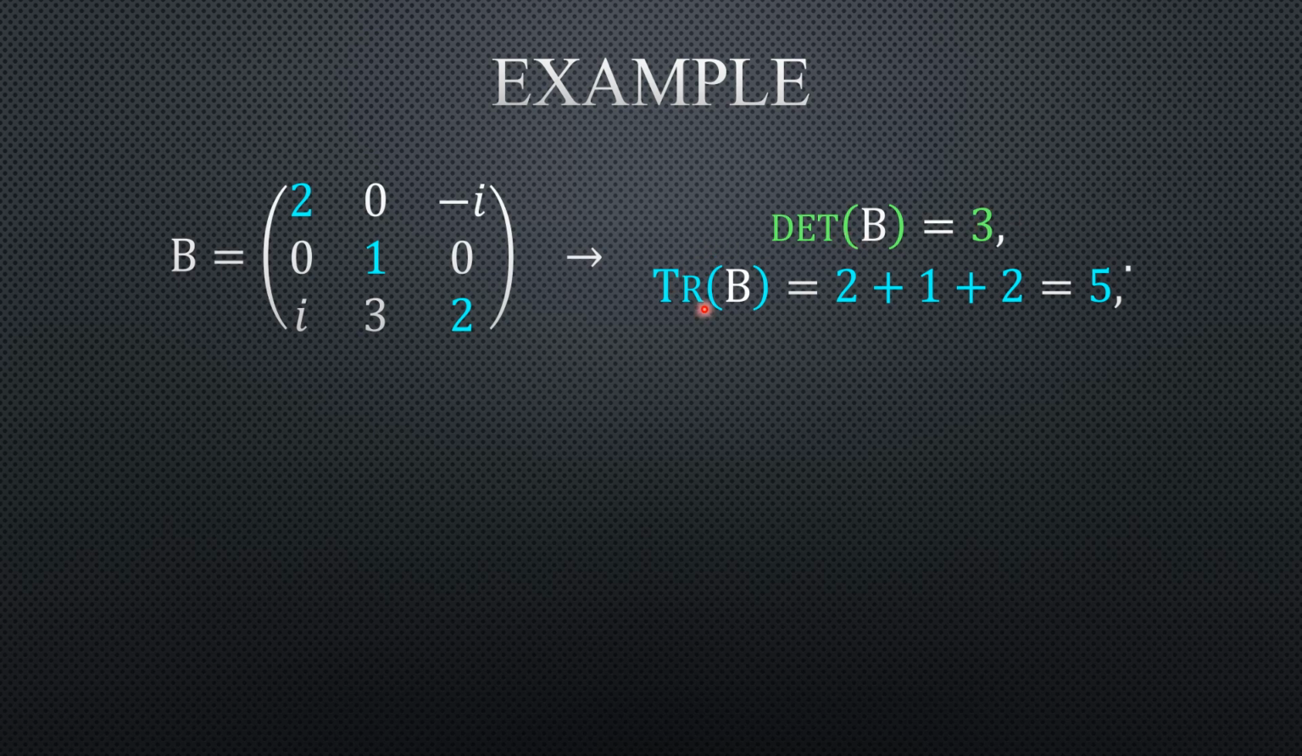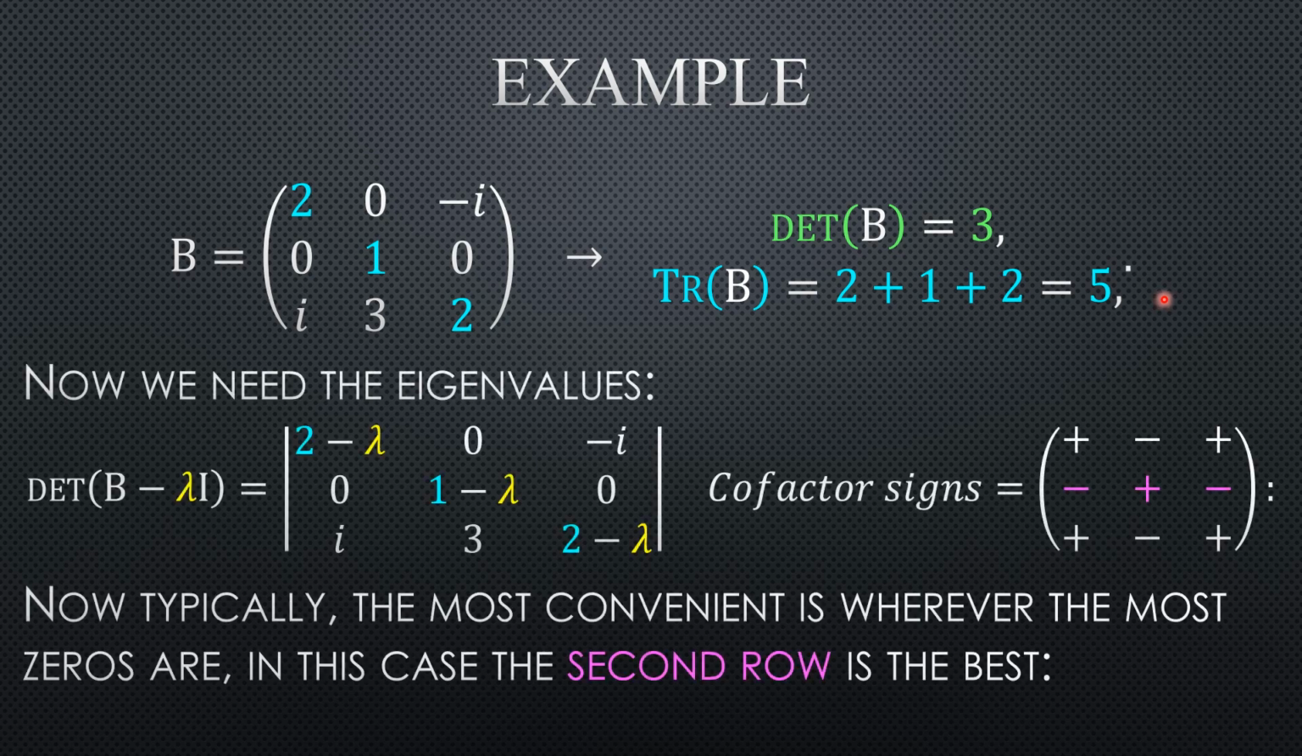We can quickly find the trace of B by simply adding up the main diagonal elements. So in this case 2, 1, and 2. That equals 5, easy enough. Now be mindful that 2, 1, 2 might not be the eigenvalues because we're not diagonalized on this matrix B. As a result, what we need to find are the eigenvalues.